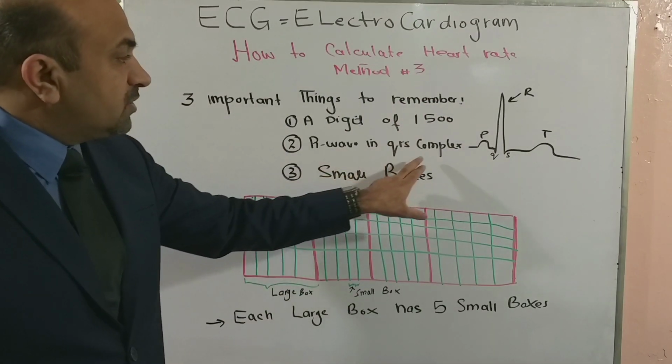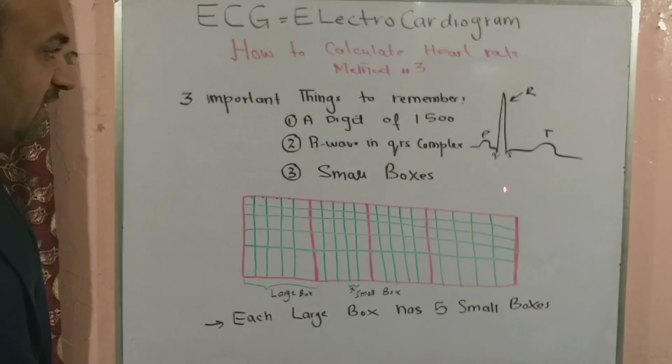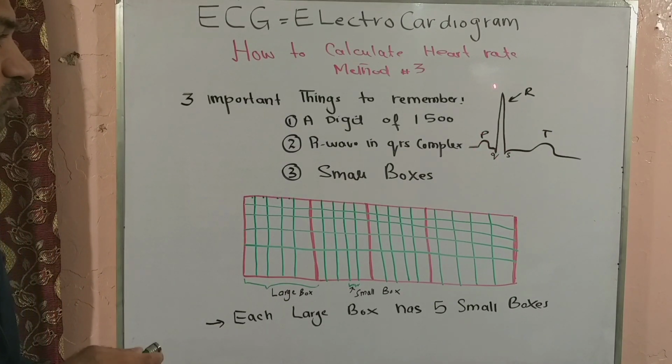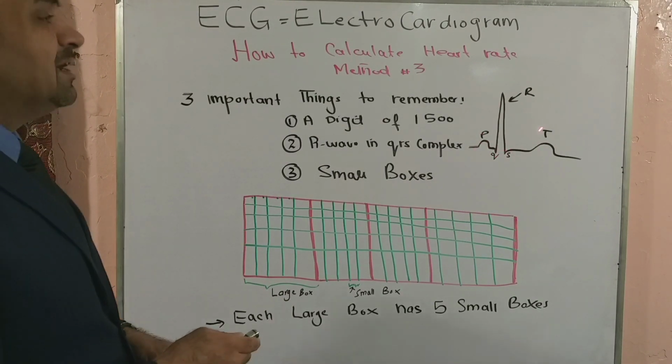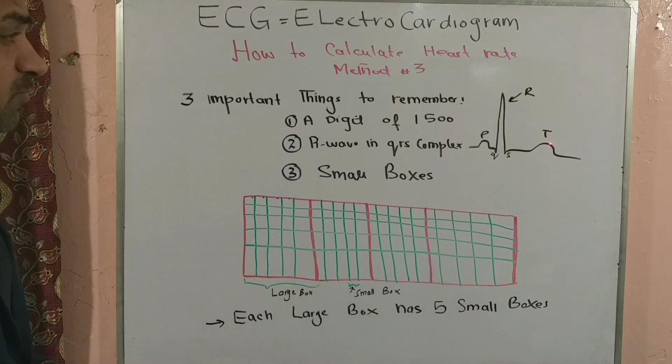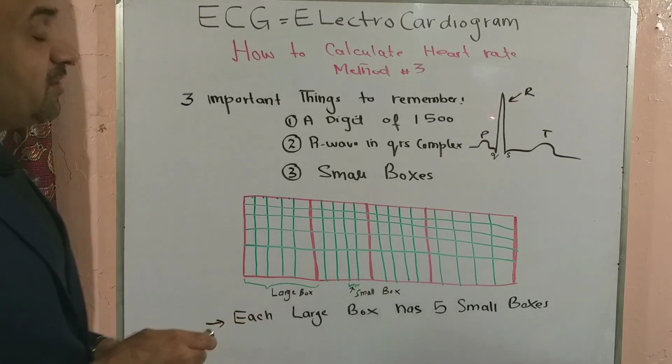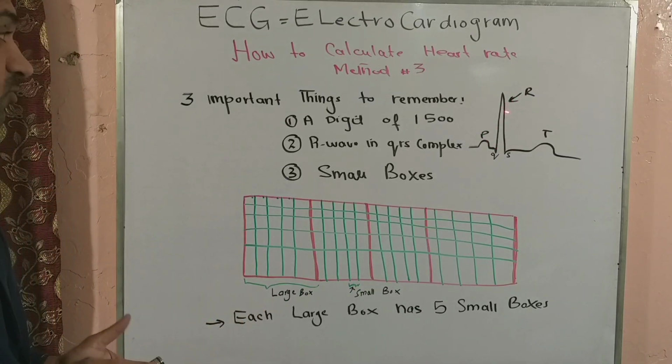Then the R wave in the QRS complex. We had seen that P is atrial depolarization, QRS is the ventricular depolarization, and T wave is the ventricular repolarization. But in this case, the R wave, which is the tallest wave, or the most heighted positive deflection, is our consideration. The third thing is the small boxes.